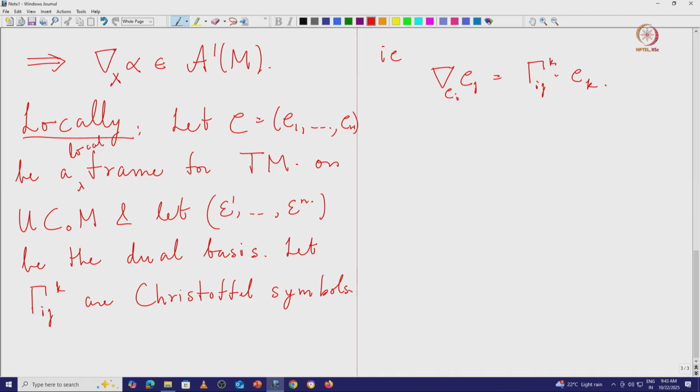Now my claim is that if you take a dual basis element epsilon k, and differentiate it with respect to Ei in this new sense that I have just defined, then that is going to be just minus gamma ijk times epsilon j. Okay, so let's prove this.